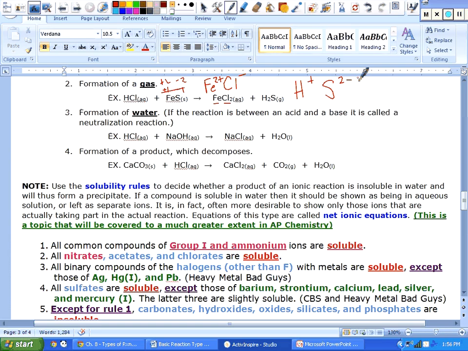All right. We're going to get into this more in a little bit. We're going to talk about how we know that this is an acid and how this is a base. So we have a formation of water. Could you recognize HCl as an acid? Who said no?